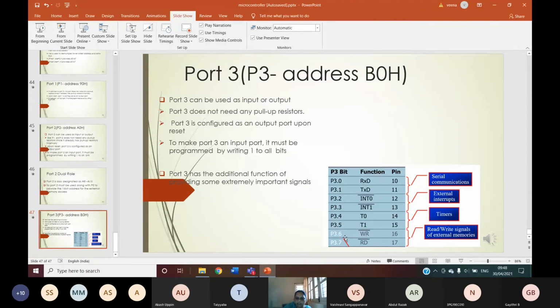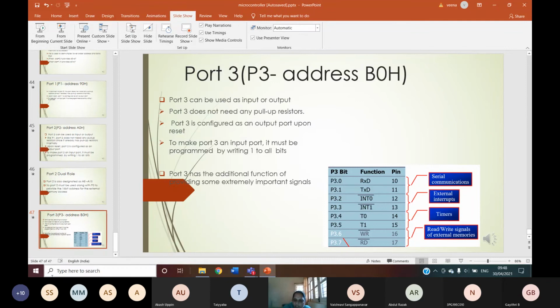Next, port 3 bit 6 and port 3 bit 7 act as the write bar and the read bar signals. You know this already from the last class, when we interfaced the external RAM to the microcontroller. You can write to the RAM, or you can read the contents of the RAM. So whenever you are doing a memory read or memory write, the microcontroller issues the read bar and write bar signals. If you are doing a memory read, the read bar signal is issued. If you are writing to the memory, the write bar signal is issued.